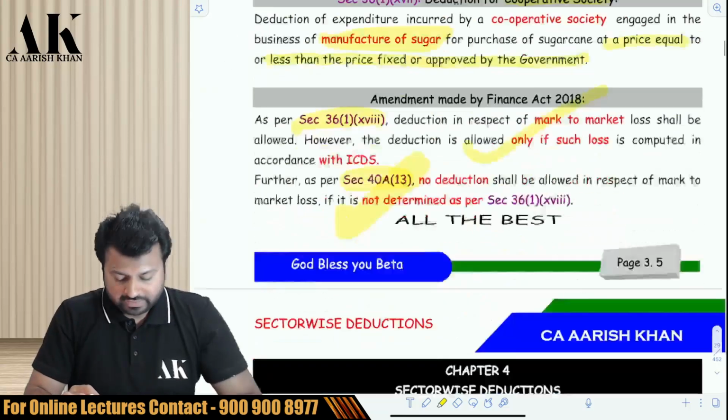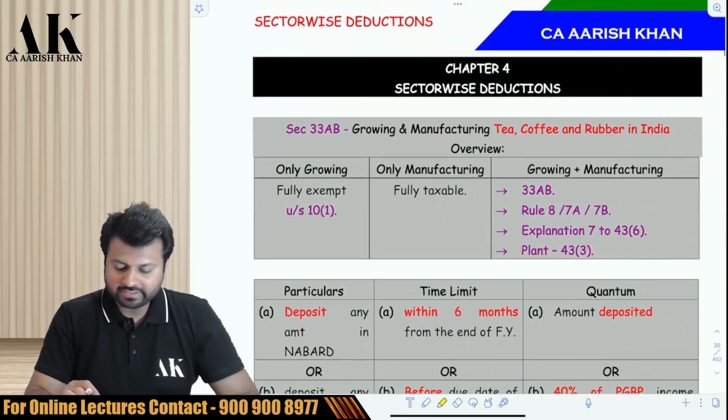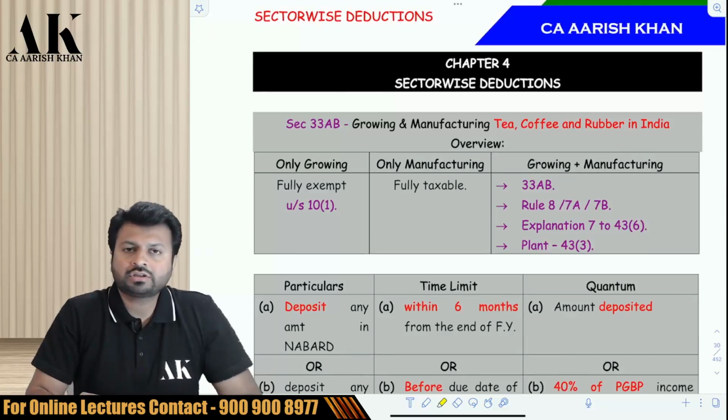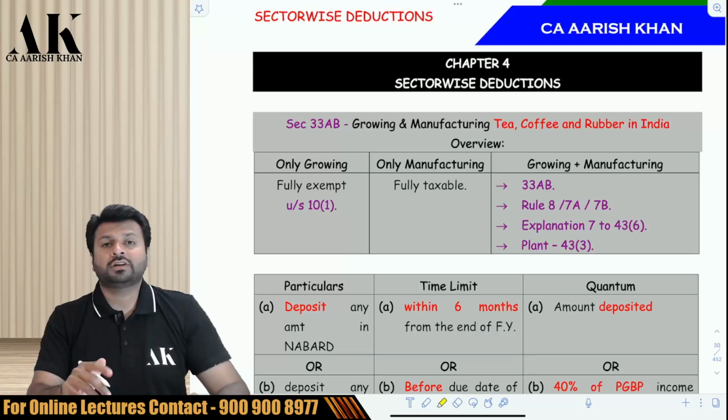So now let us go ahead with the big one. Big one, that is sector-wise deduction. Here we are going to do all the deductions of sector-wise nature one by one. The first one, one of the most important, one of the biggest for your exam in CA Final. The ICAI has asked this particular deduction a lot of times in the exam.